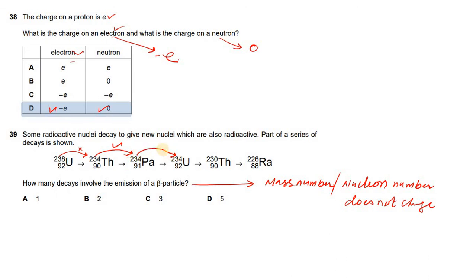234 to 234, again beta. This is the correct one. And then 234 to 230, no. And then 230 to 226, no. So we have only two steps in which beta particles are emitted. So there are two decays which involve beta emission, option B.